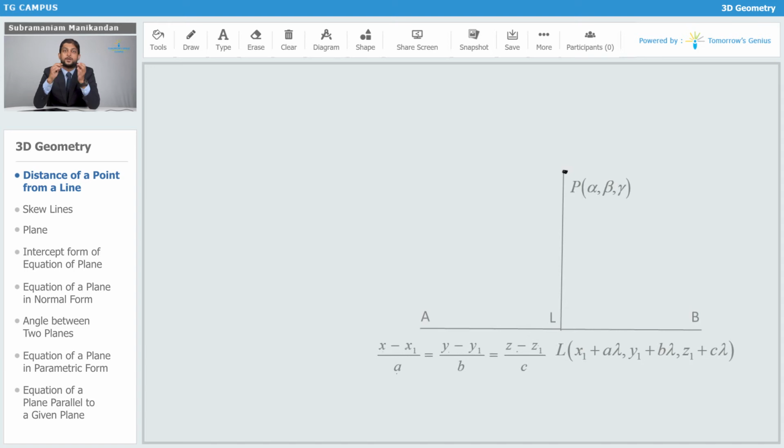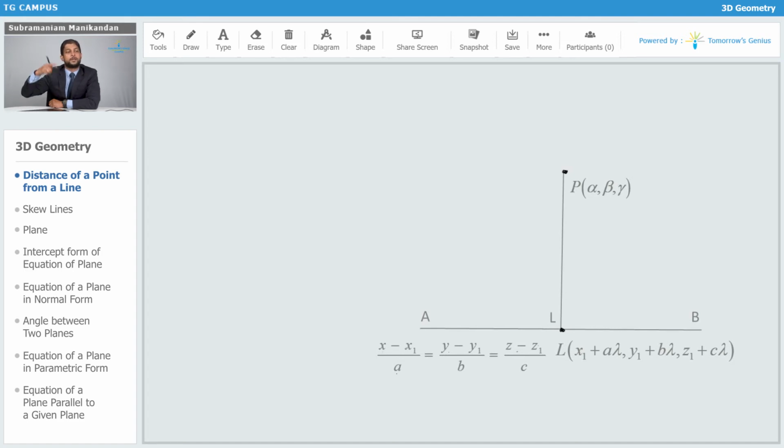So from that we obtain one particular value of lambda which corresponds only to the point L, which is the foot of perpendicular, and therefore that joined to the given point P will be the shortest distance between the points P and the line, and thus giving us the answer. So therefore L is x1 plus a lambda, y1 plus b lambda, z1 plus c lambda.